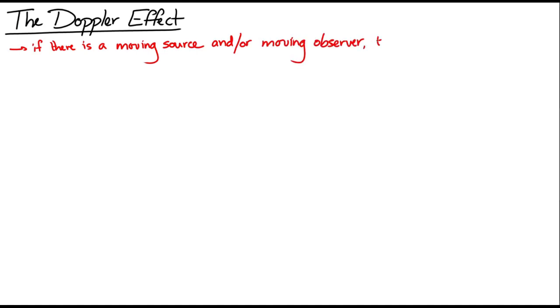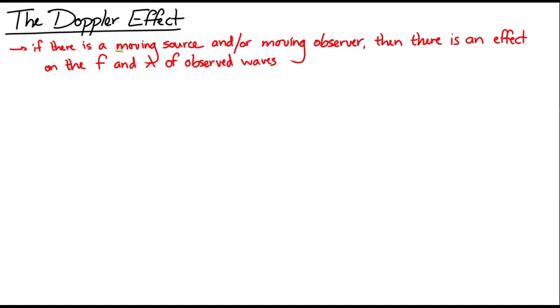Let's take a look at the Doppler effect. The Doppler effect is the idea that if you have a source that's emitting waves and you have an observer who's observing the waves, then the motion of either the source or the observer will affect the frequency that is observed. Now, that all sounds kind of abstract and general. So let's look at a specific situation.